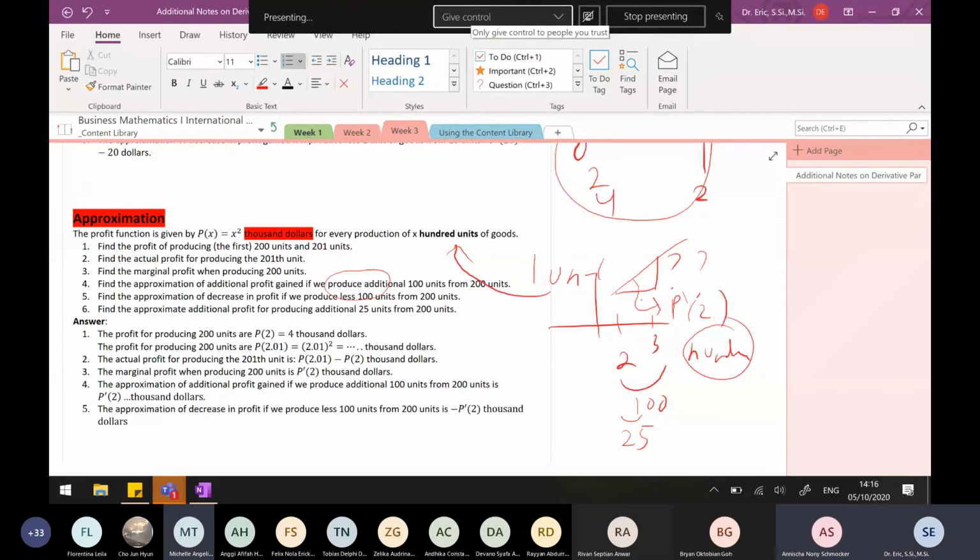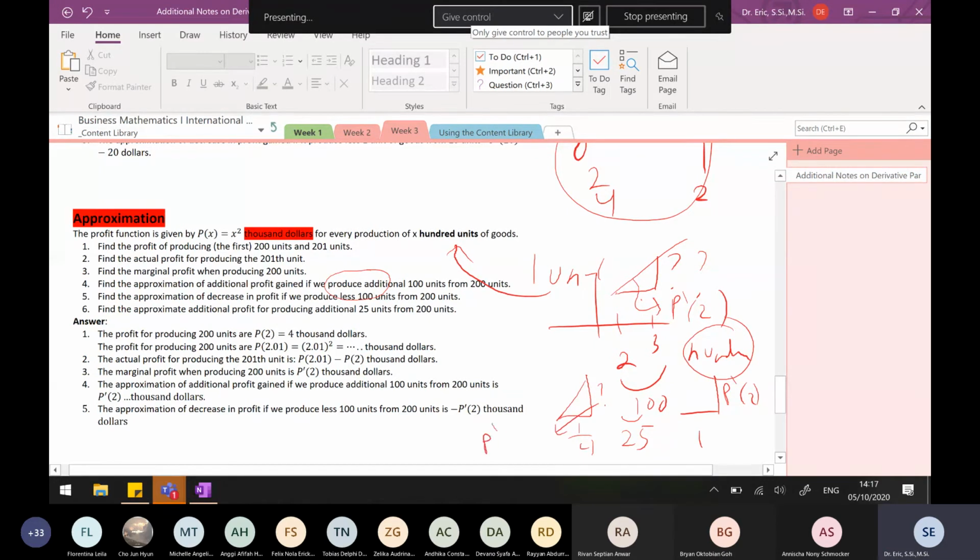Very good. Because 25 out of 100, this is a quarter. This is a full 1. So when you go up by 1, you go up by P prime 2. What if you go up by about a quarter, 25 out of 100? It will go up by, what is this? P prime 2 times a quarter. Yes, this is what you asked before.